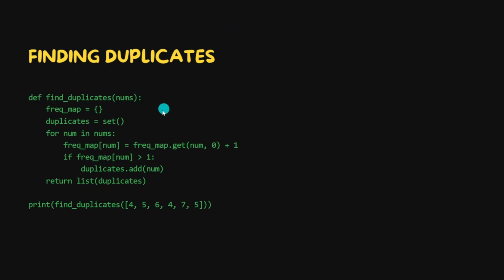This is the code implementation of finding the duplicates. First, we define a function, find_duplicates, that takes a list nums. Then we create an empty dictionary, frequency_map, to store frequencies. Then we use a set called duplicates to collect elements that appear more than once, avoiding repeated entries. We will loop through the list, updating the count of each element. Then if an element's count exceeds 1, we add it to the duplicates set. Then we convert the set to a list and return it. For this input, the output will be a list containing elements 4 and 5.